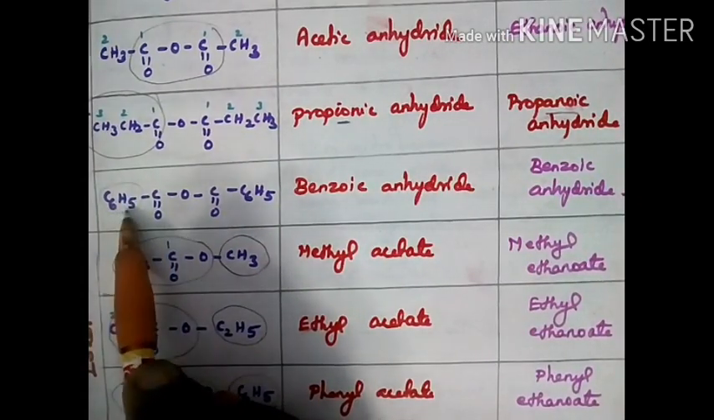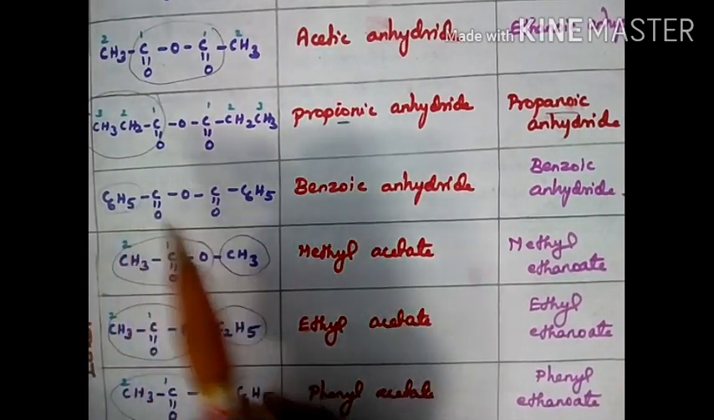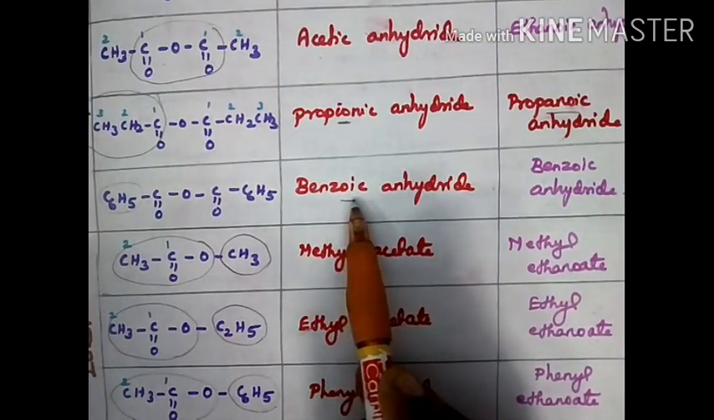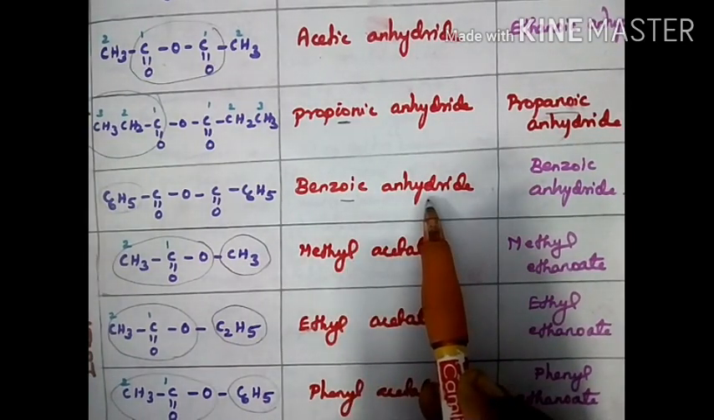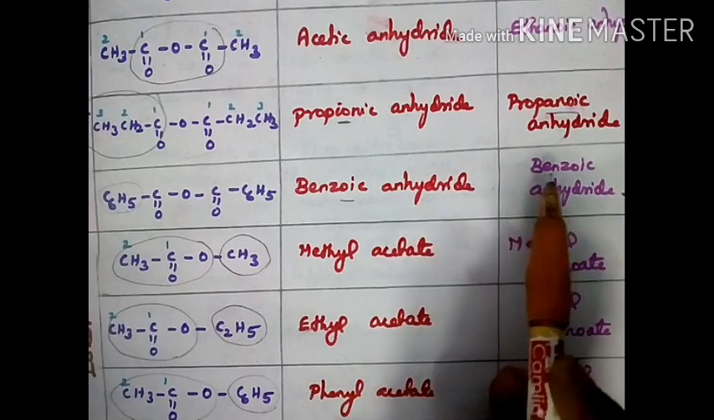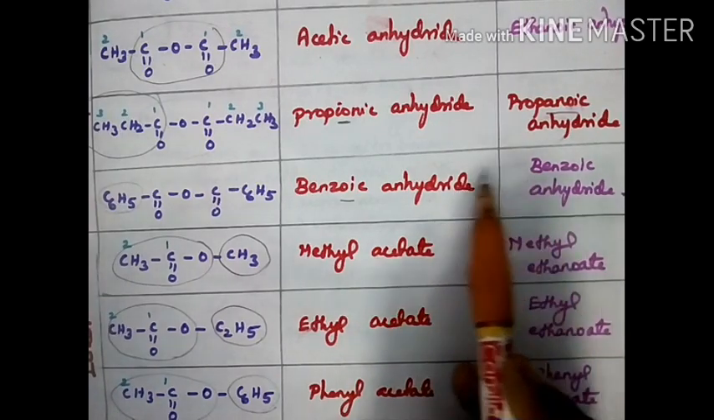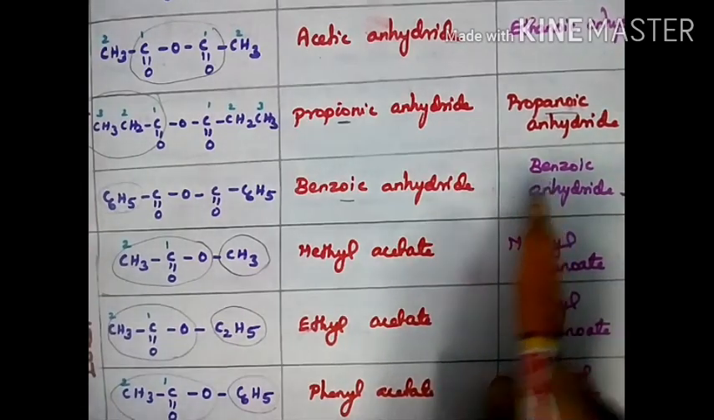And the next, a phenyl group is there. Then it is a benzoic acid derivative. So it is benzoic anhydride. How to write the IUPAC name? Both are the same. This is also benzoic anhydride.